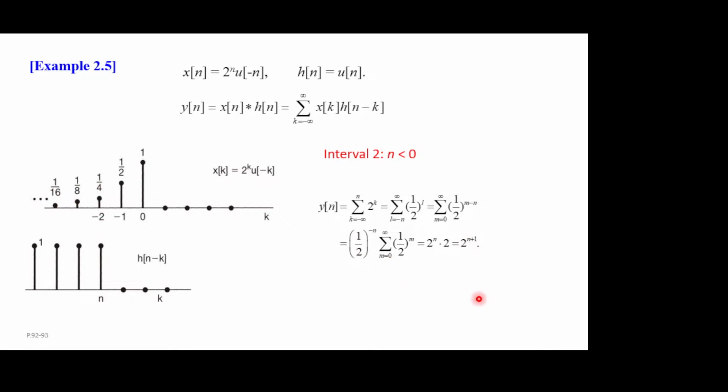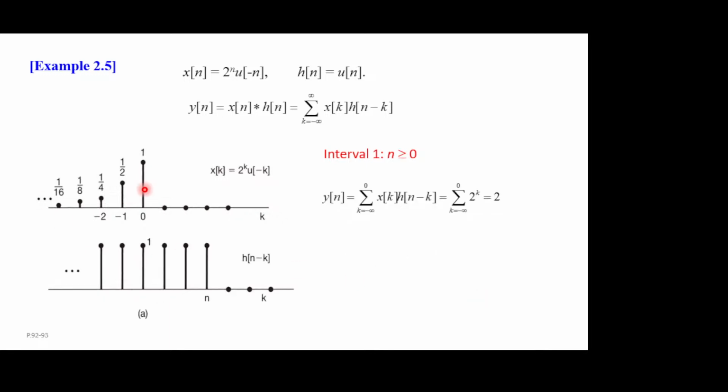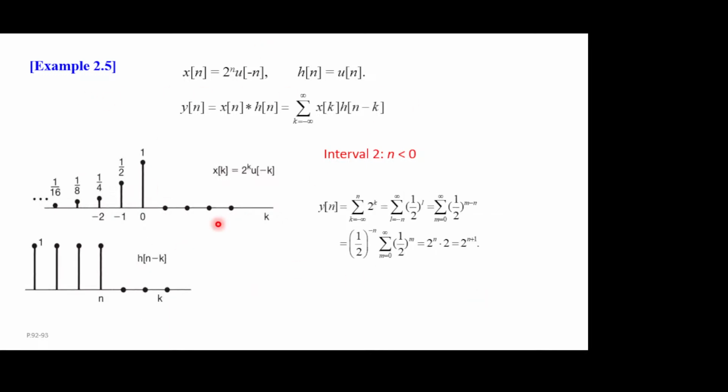Okay. So this is actually an easier example, although it goes to more infinity. But now we only have 2 intervals. Okay, so any question about discrete time convolution? Otherwise, let's go to continuous time convolution.